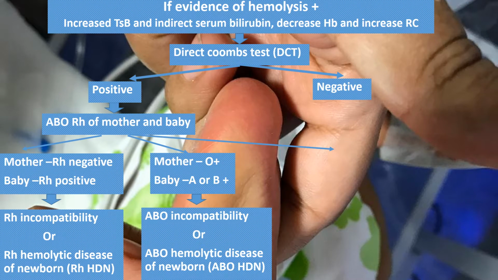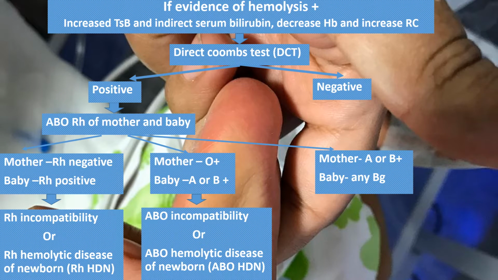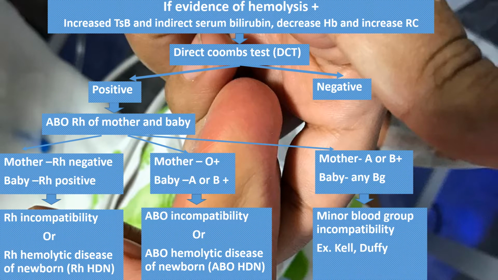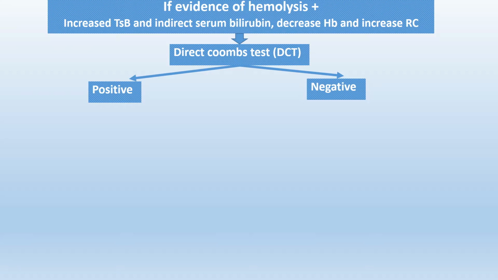If it is not Rh and ABO, and mother is A or B positive and baby is having any blood group, then it can be due to minor blood group incompatibility, for example Kell and Duffy. In this, you will find that DCT is weakly positive and the child is having all the evidence of hemolysis. And in the peripheral blood smear, non-specific findings are there. So this is the workup whenever DCT is positive.